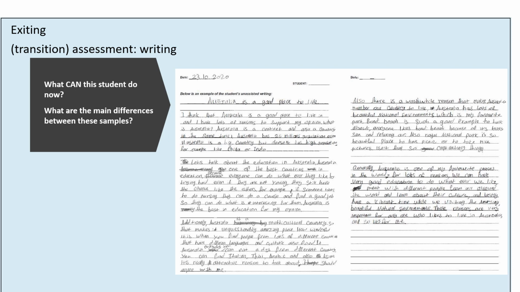So this next sample of writing is the same student and they've spent 30 weeks at the IEC and look at what they're able to do now. I'll be asking people to have a look at this a bit more closely. As I said, the PDF is available for you to look at that more closely. And I'd like you to think about what are the main differences between the first sample and this second sample.